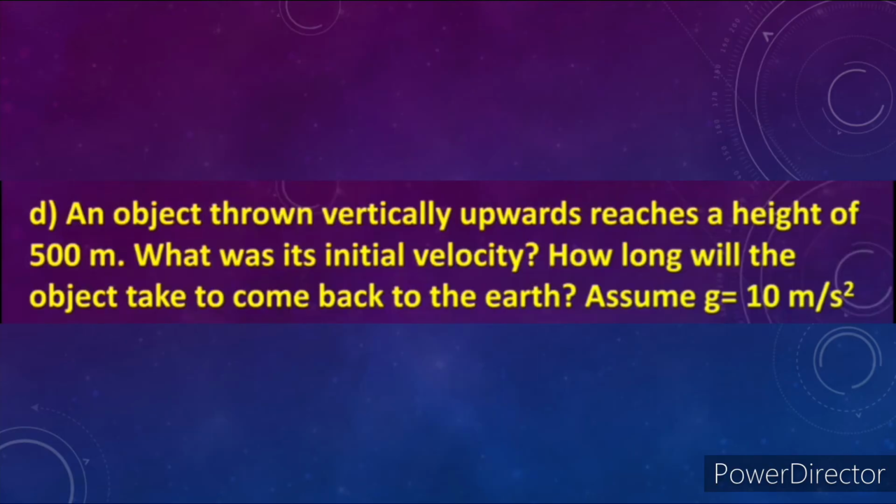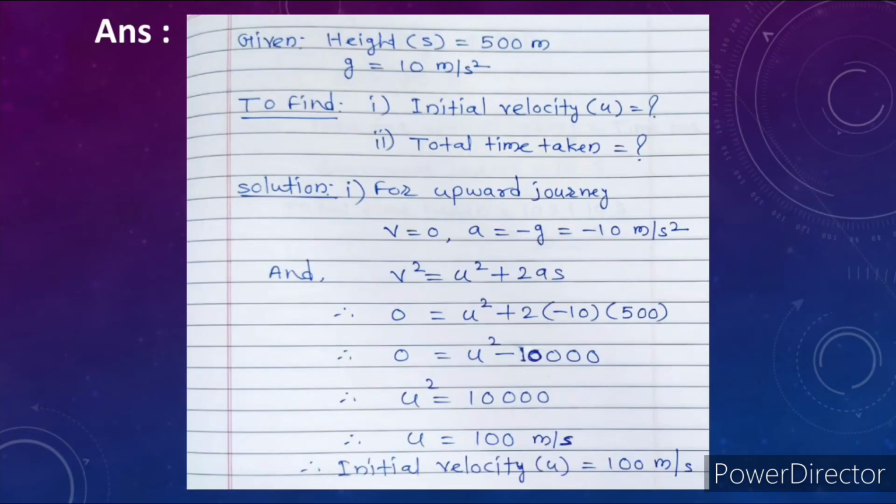D. An object thrown vertically upwards reaches a height of 500 meter. What was its initial velocity? How long will the object take to come back to the earth? Assume g equal to 10 meter per second square. Answer. Given height s equal to 500 meter, g equal to 10 meter per second square. To find, first, initial velocity, that is u. Second, total time taken. Solution.